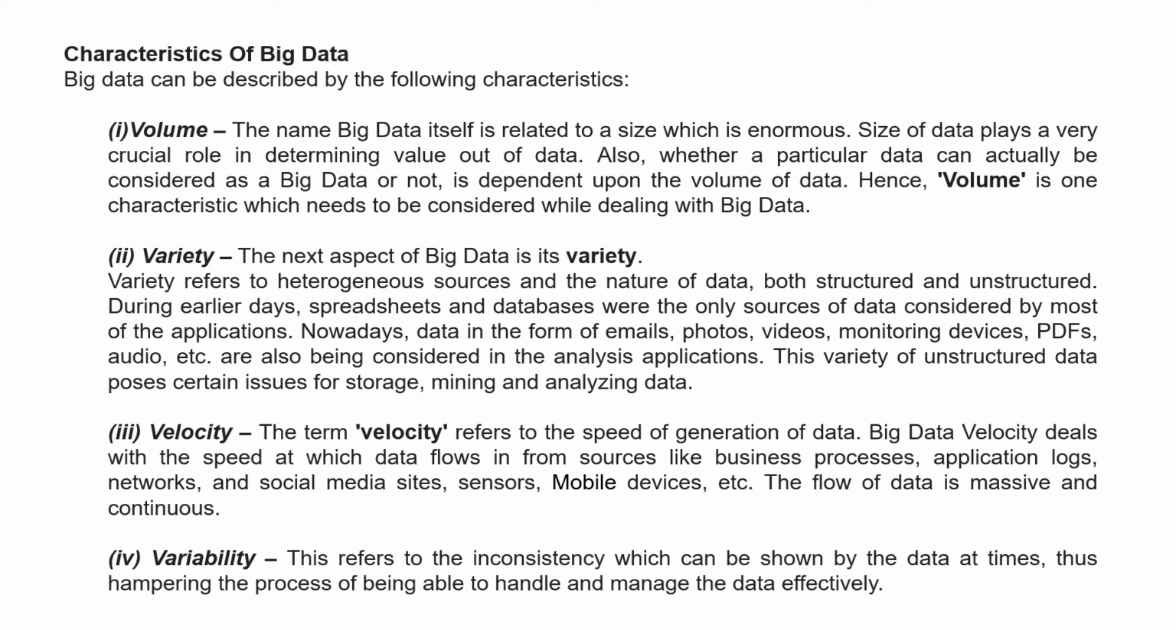Next is the velocity, which refers to the speed of generation of data. Big data velocity deals with the speed at which the data flows in from sources like business processes, application logs, networks, and social media sites, etc. And the flow of data is considered massive and continuous. Next is the variability, which refers to the inconsistency shown by data at times, thus hampering the process of being able to handle and manage the data effectively.